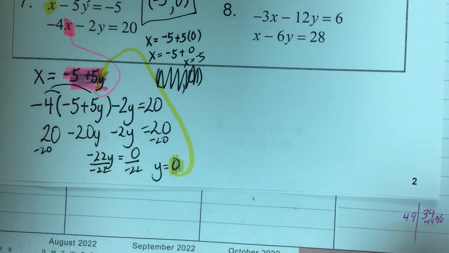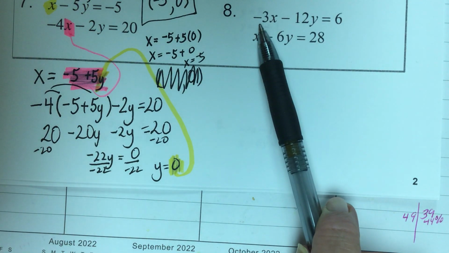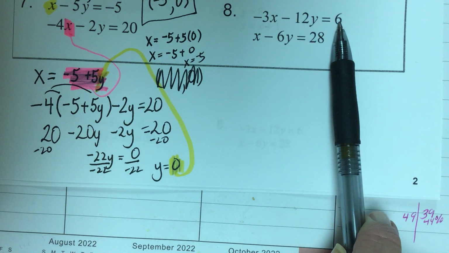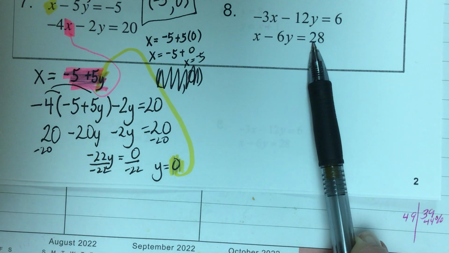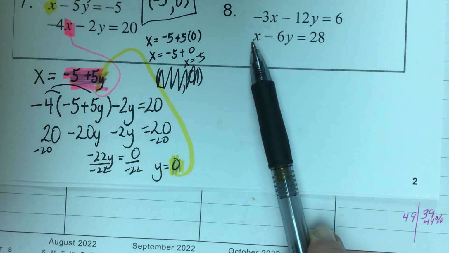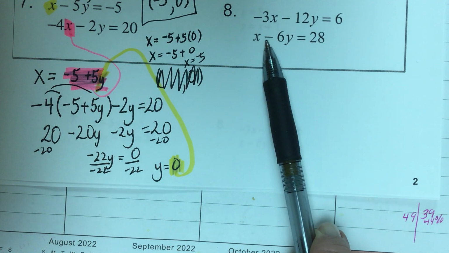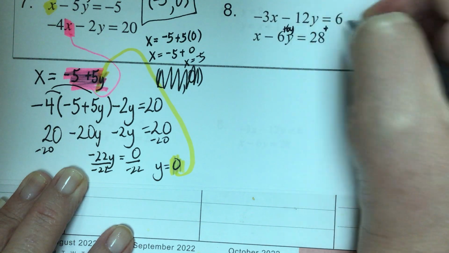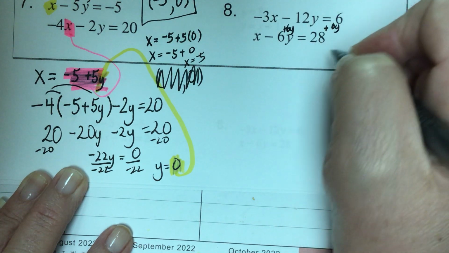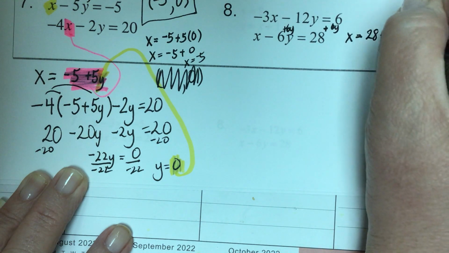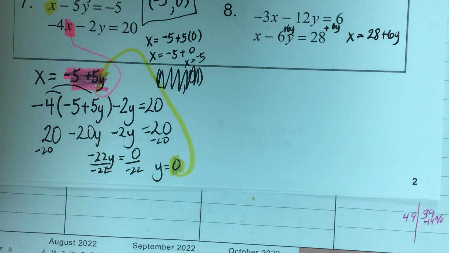For number 8, I have a coefficient of negative 3. I have a coefficient of negative 12. I have a constant of 6. I have a coefficient of 28, a coefficient of negative 6, and a coefficient of 1. So I want to get this x alone. How do I get rid of subtracting 6y? I add 6y to both sides. So x will equal 28 plus 6y, or 6y plus 28, doesn't matter which way you write it.